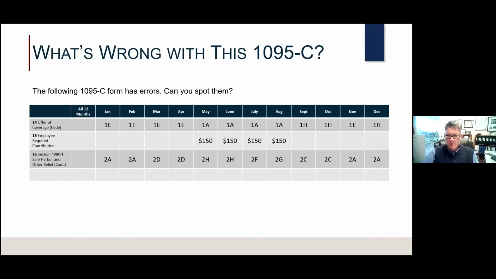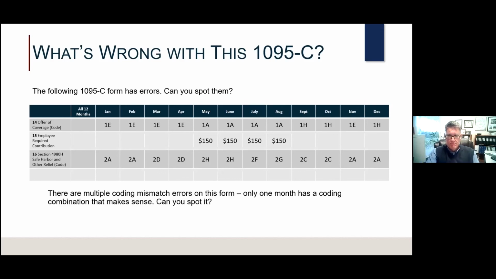And likewise, September and October, we have no offer of coverage, but the employee is enrolled, and that can't both be true. The only month that works on this form is actually, can you see it? It's December. No offer of coverage because the employee is not employed. That's the only month on this entire form that has coding that makes sense.